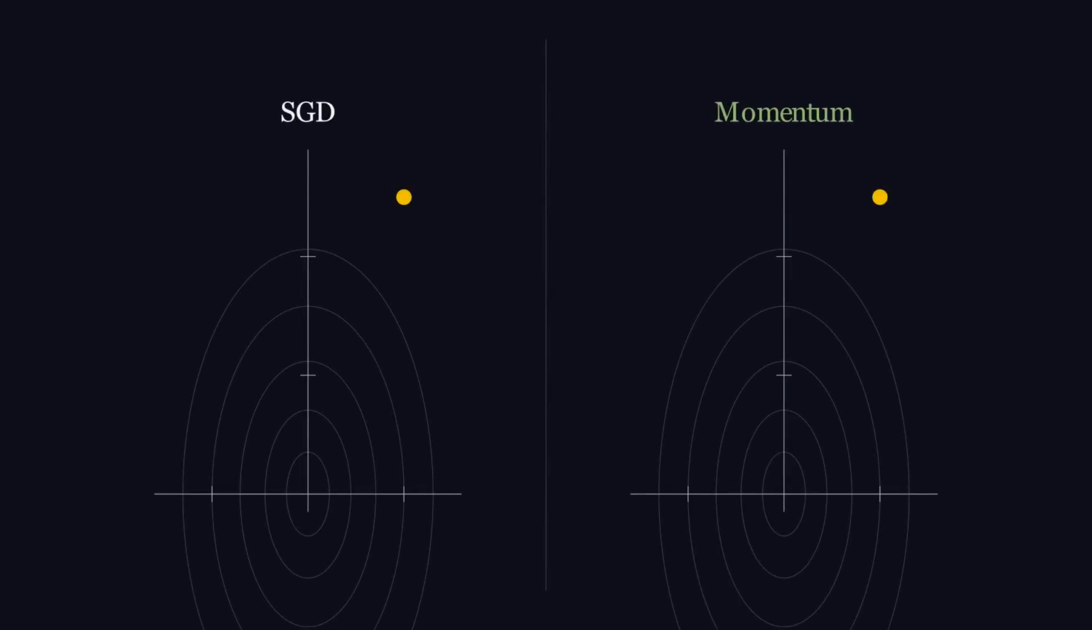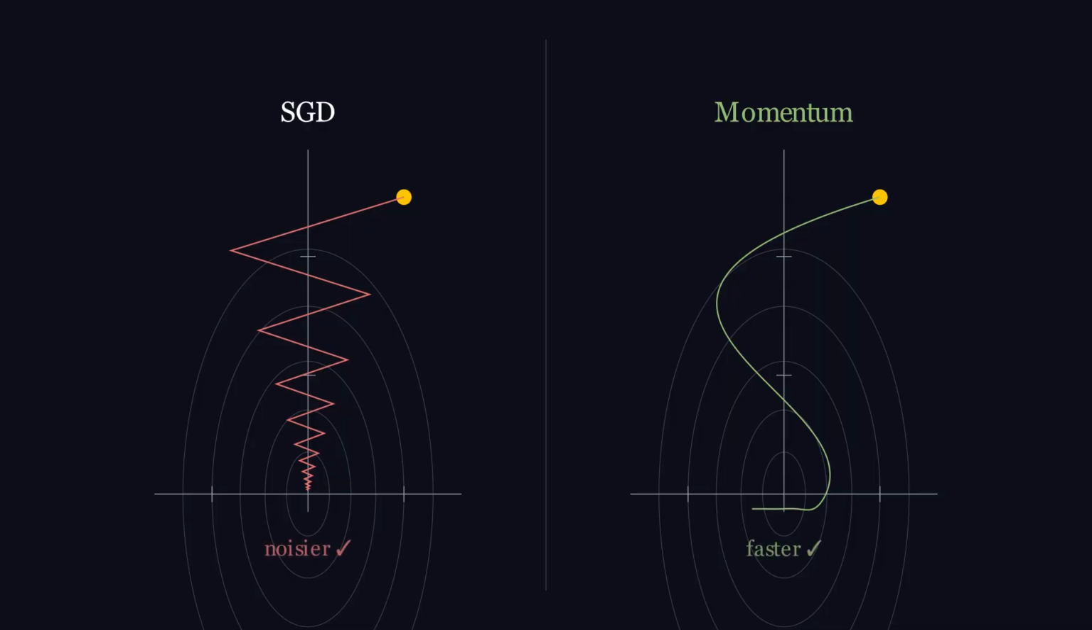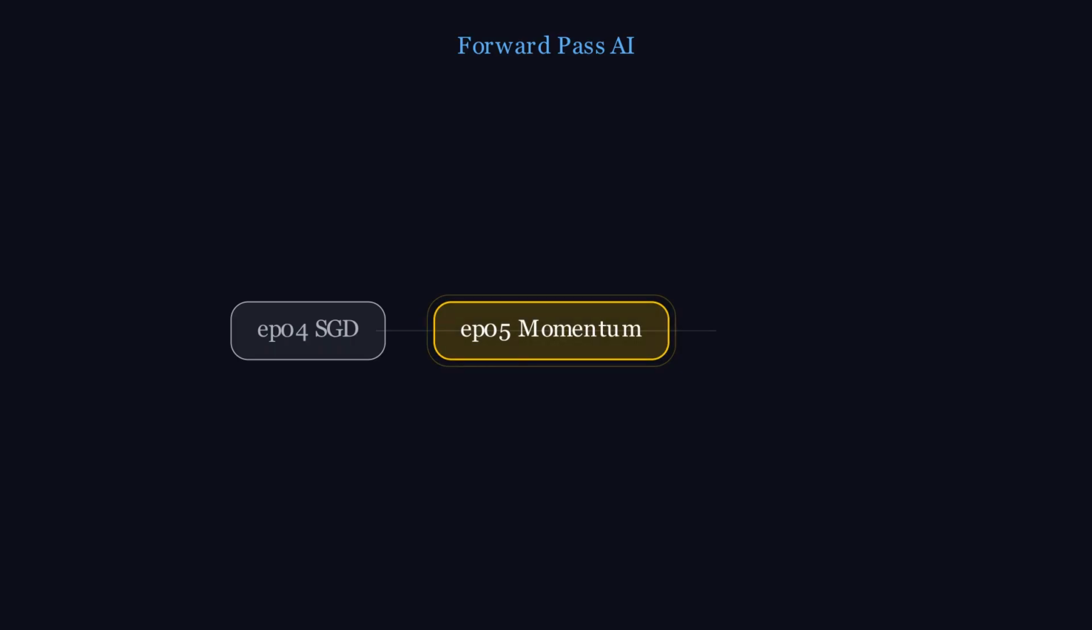One line added to stochastic gradient descent gives you roughly 10 times faster convergence on hard landscapes and amplifies the noise by about 2.3. Here's why we use it anyway. This is the Forward Pass AI Optimizer series, one optimizer per episode, depth over breadth. Episode 4 was Vanilla SGD, the foundation. Episode 5 is Momentum SGD, what it changes, what it costs, and why it's still the right trade.